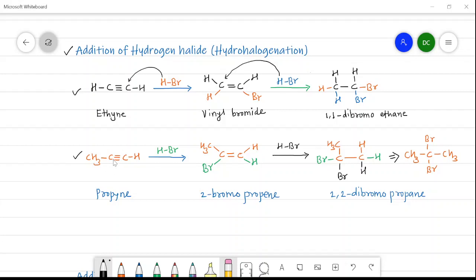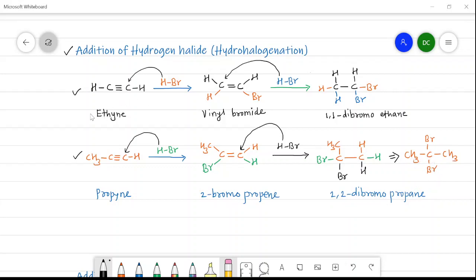propyne. Already it is unsymmetrical, and HBr is also unsymmetrical. So in the first step, there is a Markovnikov addition. Here the H is going to attach to this carbon because it possesses hydrogen. Here there is no hydrogen. So we get CH3CBr=CH2. Again, this is unsymmetrical, and in this step also H will attach to this carbon, and Br will attach to this carbon. And here we get 2,2-dibromopropane.